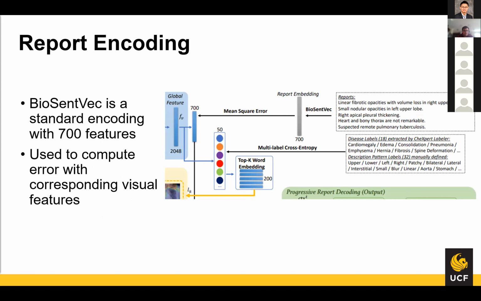For the report encoding, they used a similar encoding, it was actually published by the same people who wrote the BioWordVec encoding. They used the standard sentence vector encoding, which used 700 features. So each sentence was encoded into a 700 feature vector to use for comparing to, say, the output of the decoder.